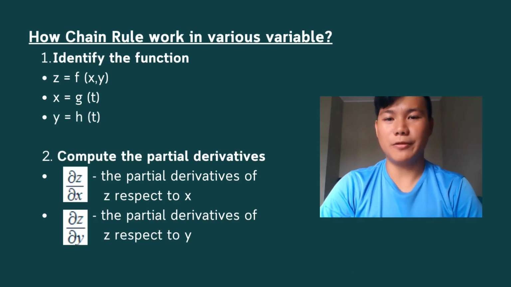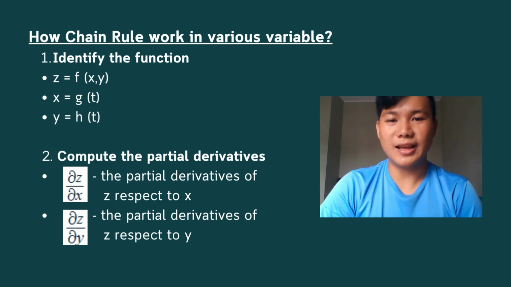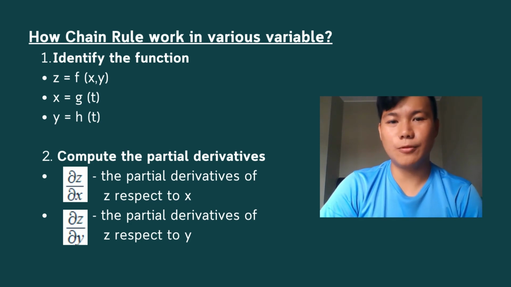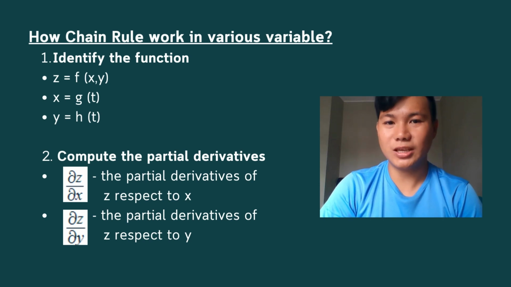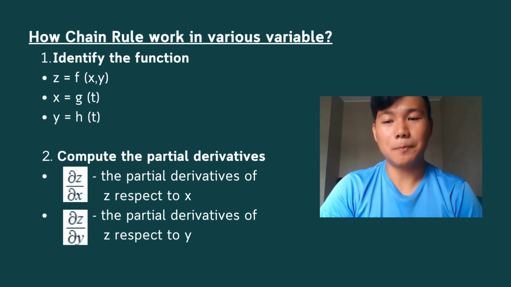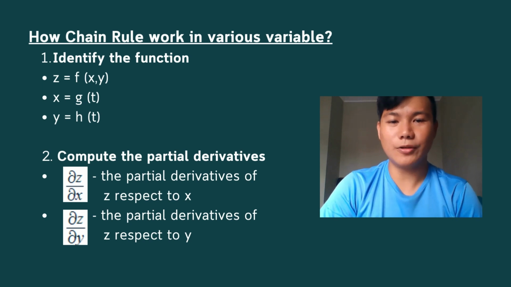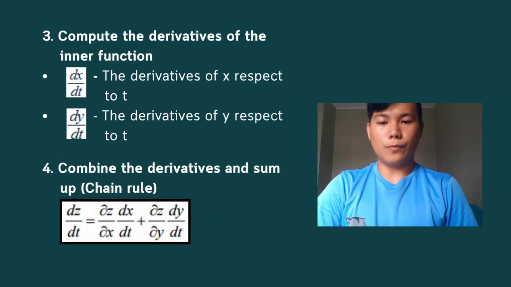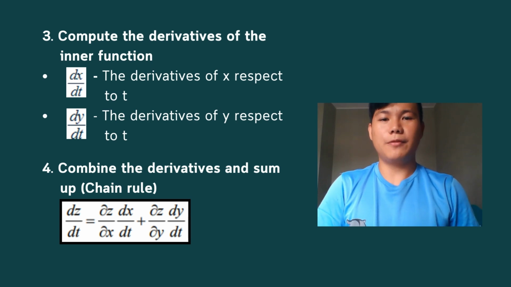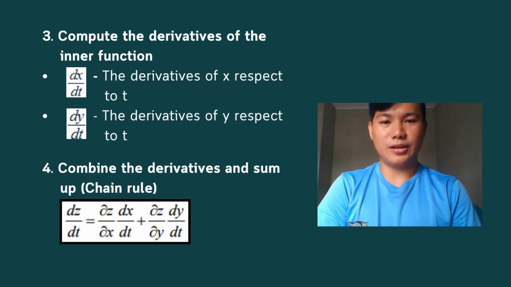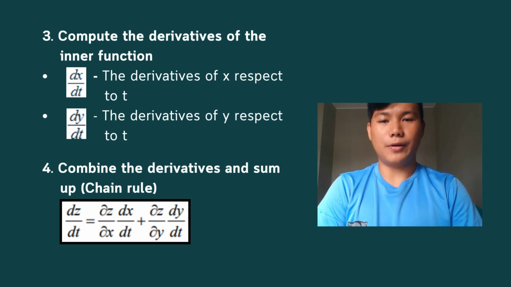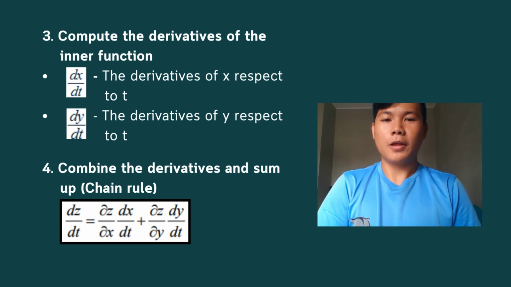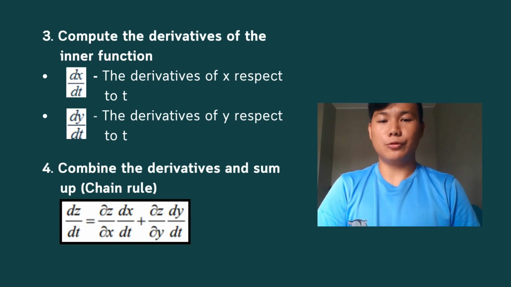Next, how the chain rule works in various variables. First, identify the function, for example z equals f(x, y), x equals 3t, y equals 4t. Second, compute the partial derivatives: first dz over dx, the partial derivative of z with respect to x, and next dz over dy, the partial derivative of z with respect to y. Third, compute the derivatives of the linear functions: dx over dt, the derivative of x with respect to t, and dy over dt, the derivative of y with respect to t. Number 4, combine the derivatives and sum up using the chain rule.